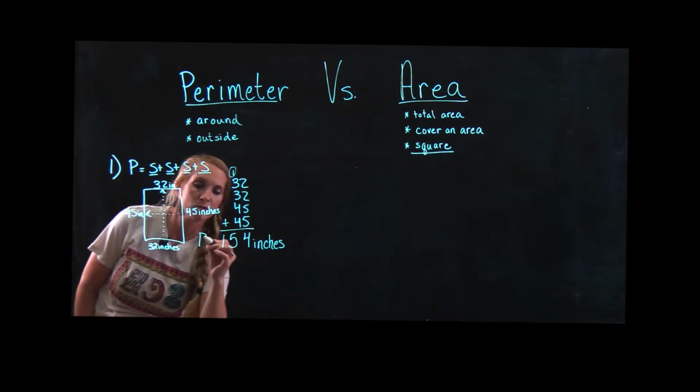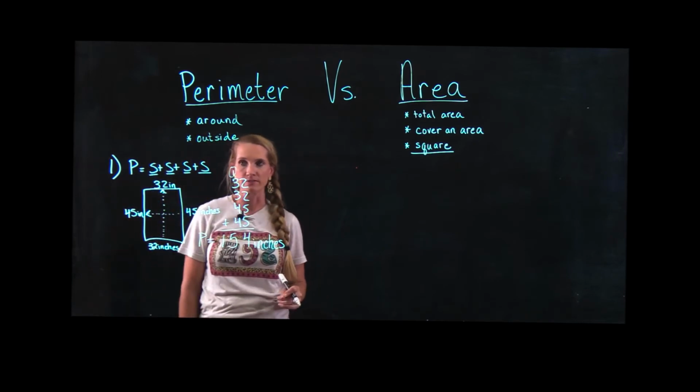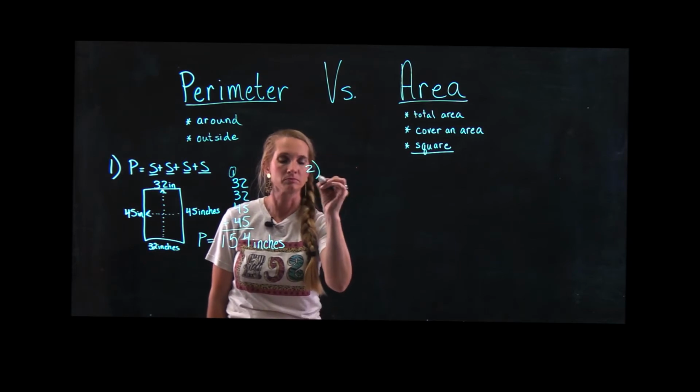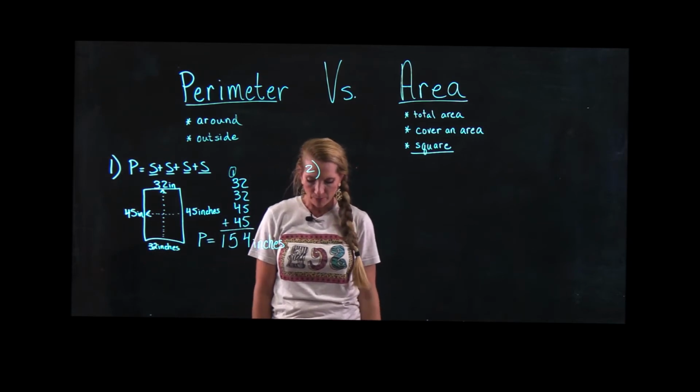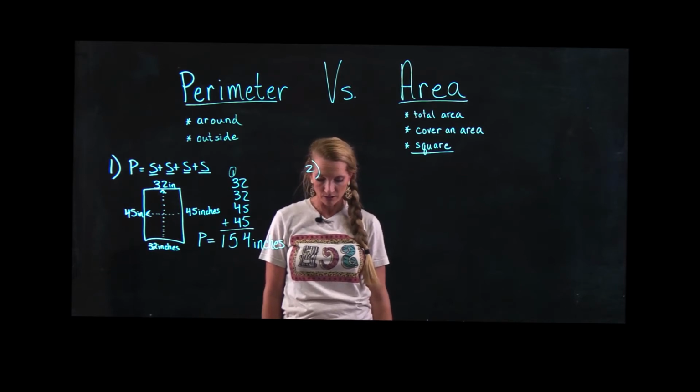So now I know that my perimeter around the whole window is 154 inches. Let's look at problem 2. The area of the patio is 18 square meters. The width of the patio is 3 meters. How long is the patio, and what is the perimeter of the patio?